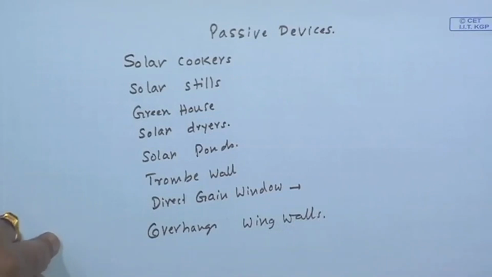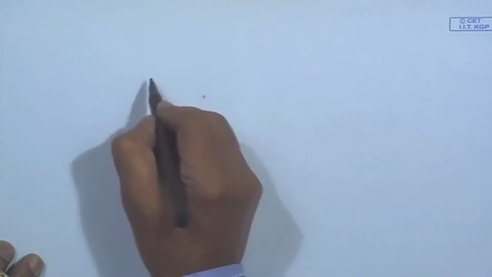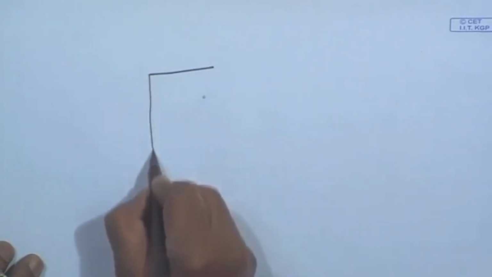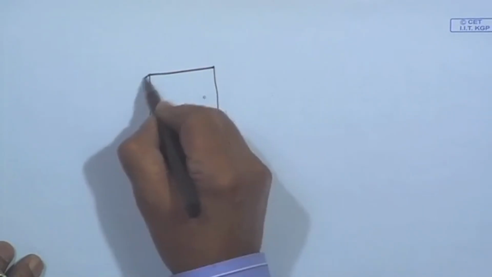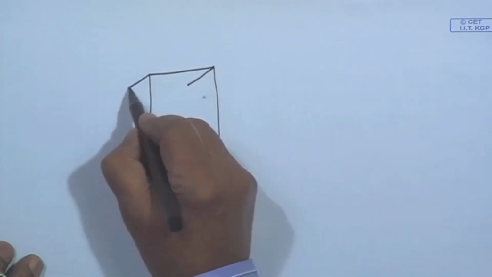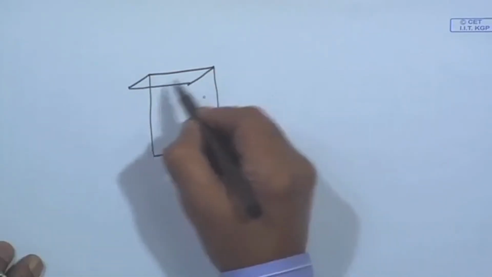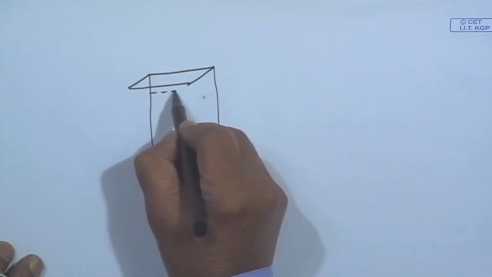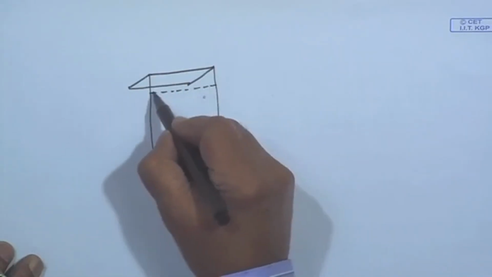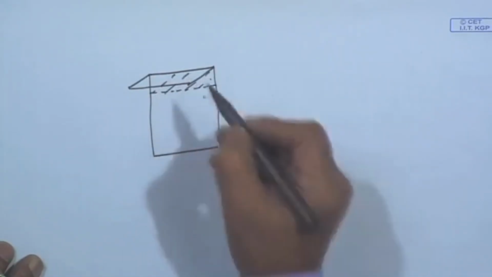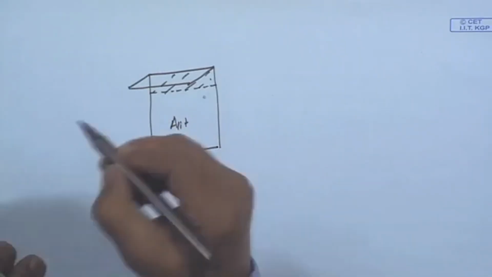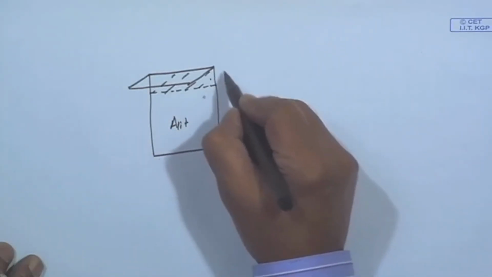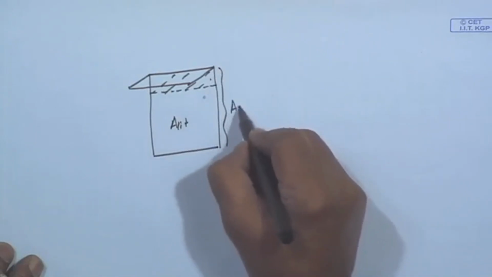This is typically, if this is a window, I may have an overhang like this, and it will shade a certain part of the window. There will be a lit part, that means where the solar radiation falls, and the total area is AW, the window.